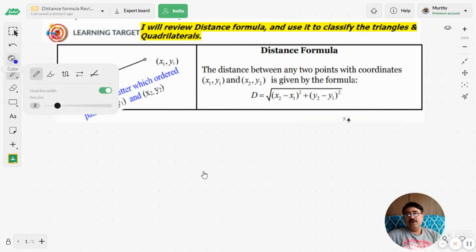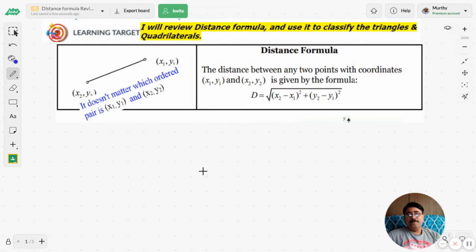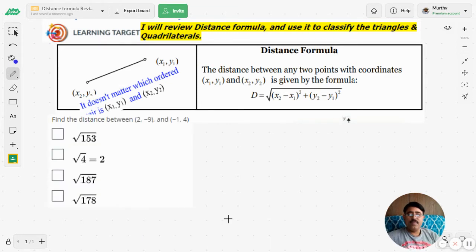Let's say that you are given the question here. This is the first point, 2, -9, so take it as x1, y1. This is the first point, and this is the second point. So here you have to plug in the x1, y1, x2, y2 values.